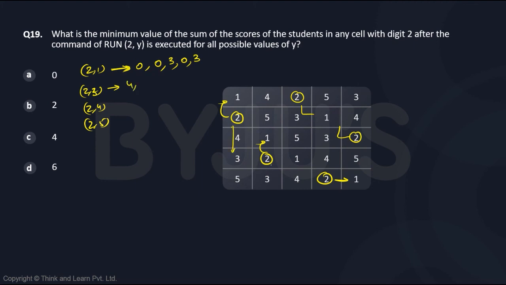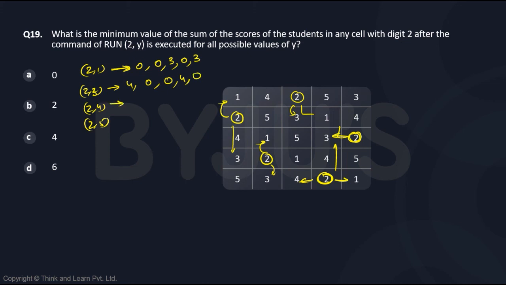Then 2 comma 3 here will be 0. Then 2 comma 3 will be 0. Then 2 comma 3 will be through 4, I believe, either this way or this way. So it will be 4, and then another 2 comma 3. So 2 comma 3 is straight away 0.